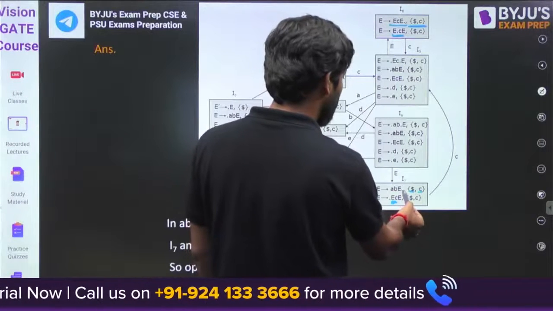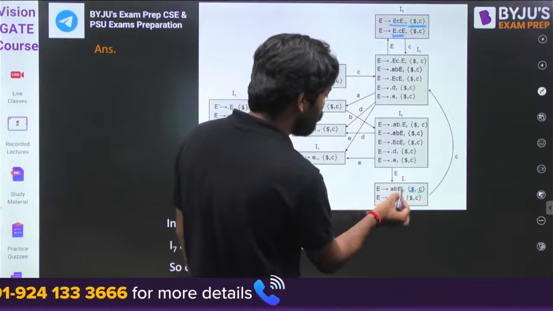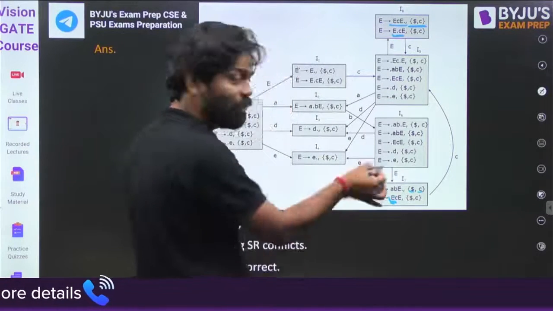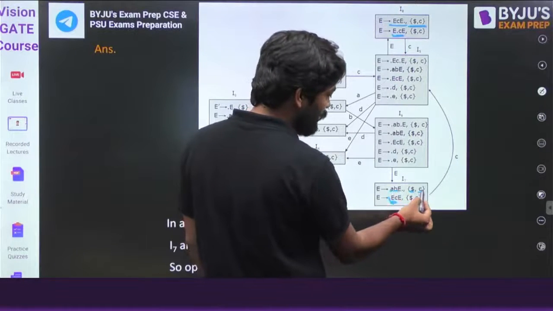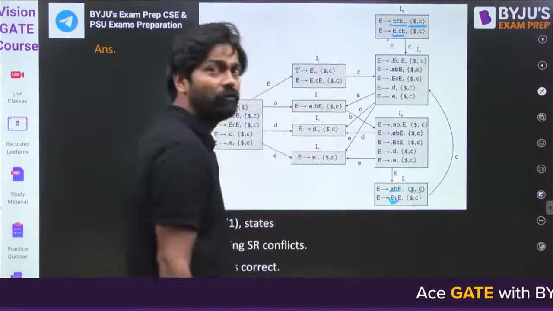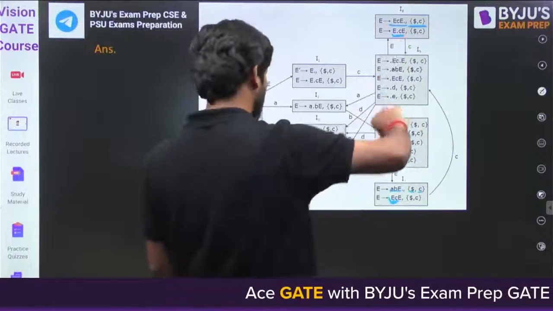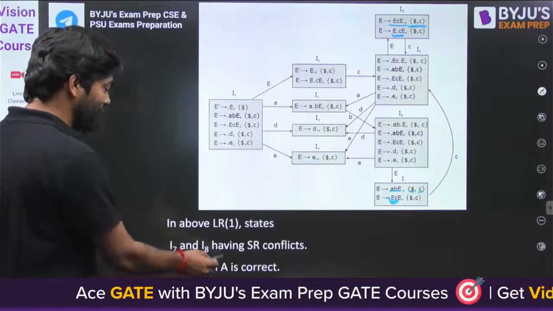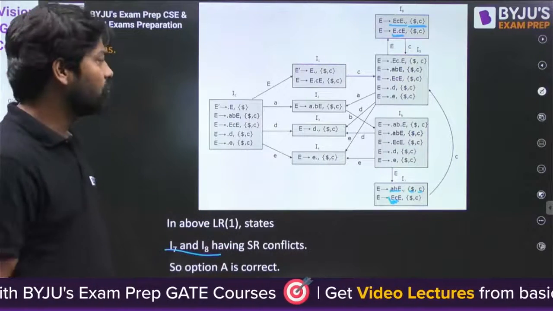And okay, this is nothing but E dot CE. This should be nothing but E dot CE. Dot should be here. E dot C. Now I think it is over. See clearly, this is a reduction on C. E dot C means shifting on C. Yeah, it is also an SR conflict. So here also we have an SR conflict. You can cross check also. So in the above CLR1 grammar, I7 and I8 have an SR conflict. So option A is correct. Fine. You can cross check also.